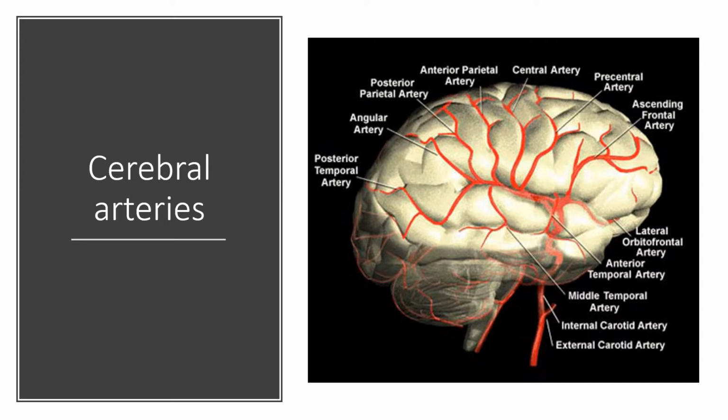We will continue with the class on the arterial supply of brain. Now we'll see about the cerebral arteries. As you have studied already, the cerebrum is supplied by the three pairs of cerebral arteries, namely anterior cerebral, middle cerebral and posterior cerebral arteries. So the entire cerebrum is supplied by these three major arteries: anterior, middle and posterior cerebral arteries.